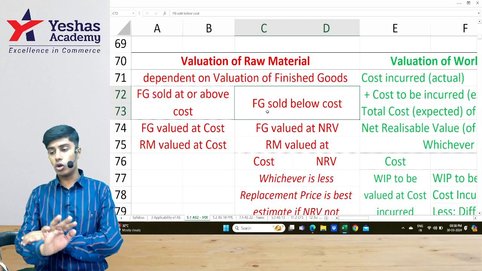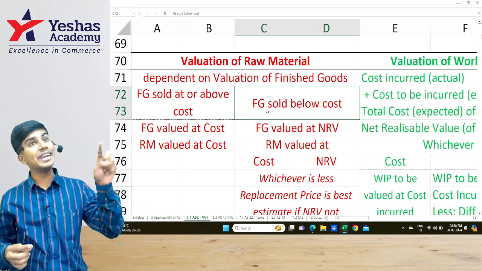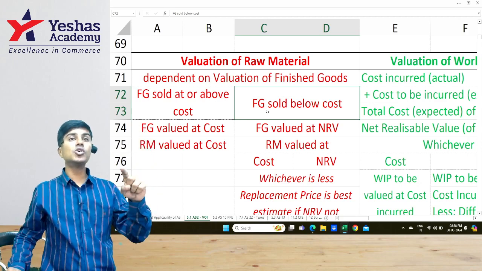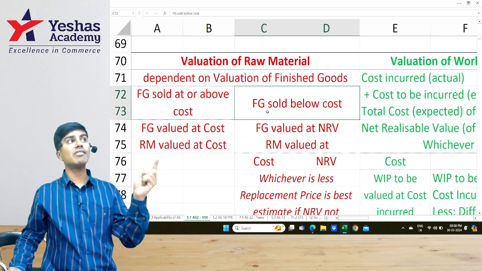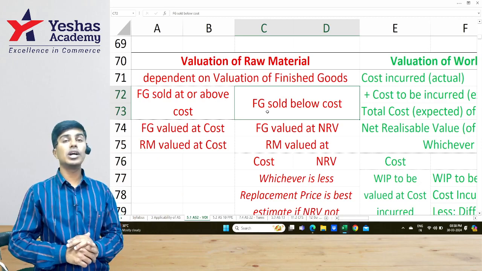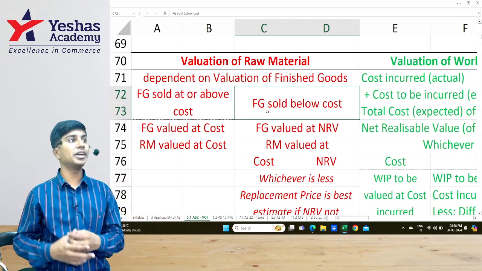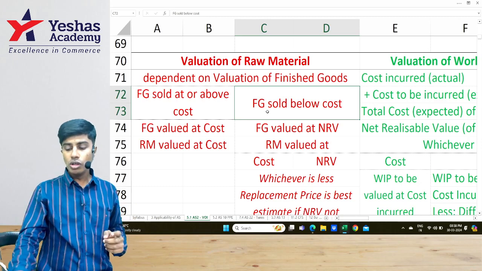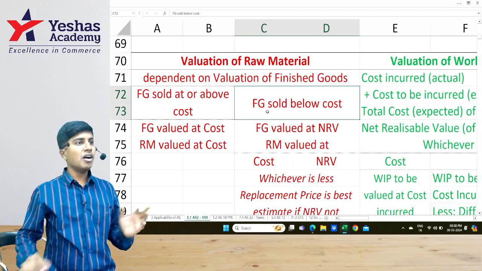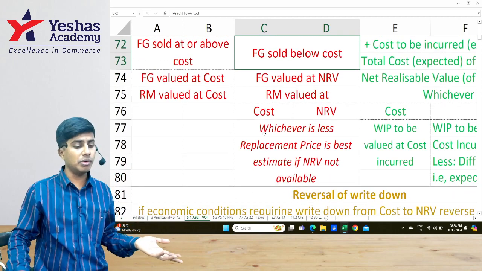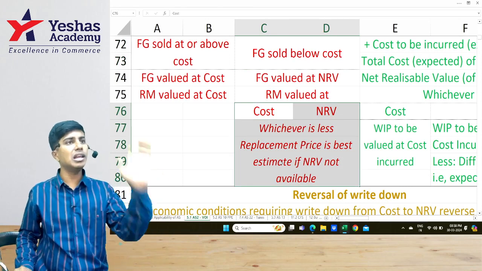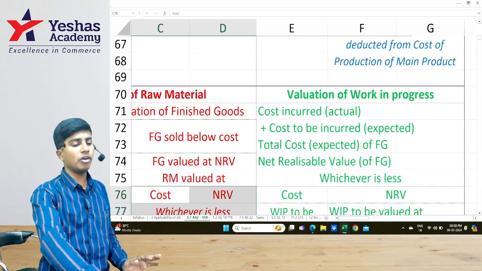If finished goods are sold below cost, then finished goods will be valued at NRV, because NRV is lesser than cost. When finished goods are valued at NRV, finished goods are sold at loss. Raw material might be sold at loss, or you do not have a proper intention to manufacture finished goods. Then our raw material will be valued at cost or NRV, whichever is less. However, if NRV of the raw material is not available, we'll take the replacement price of the raw material as reasonable. How do we value our work in progress?